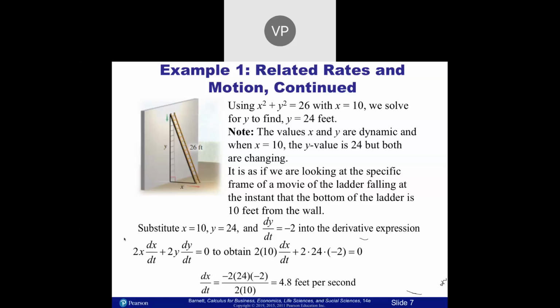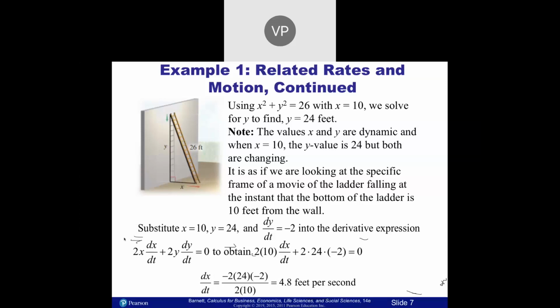So lastly, let's summarize what's going on here. This is dropping at 2 feet per second, and it's dropping constantly, but as it's going, this one is getting a different speed. So they're saying right when the ladder was 10 feet away, how fast was it increasing? Well, it's increasing at a rate of 4.8 feet per second. So that's a first example of how we can use related rates to find anything that you need.